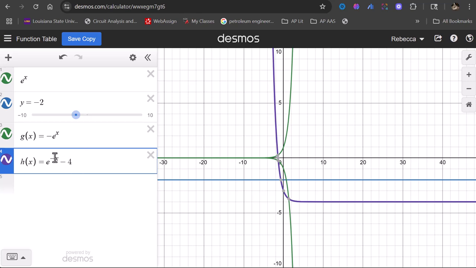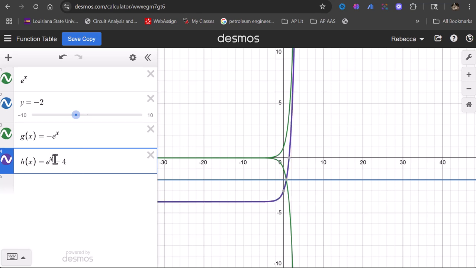Well, I put the negative in the wrong place. Okay, so now I reflected it about the x-axis and then shifted down by 4 to get it on the other side of that line y equals -2.